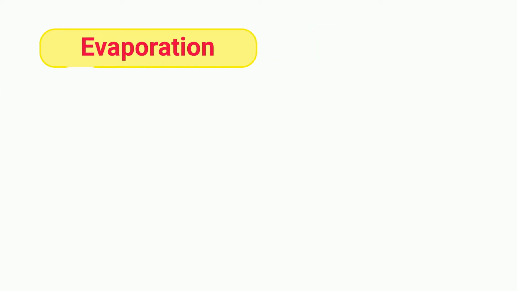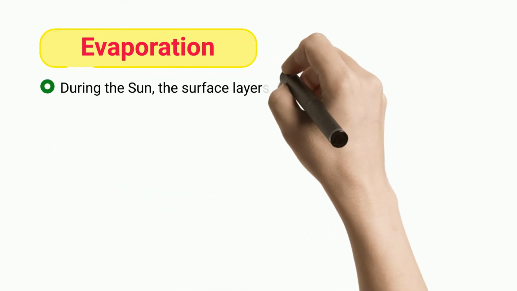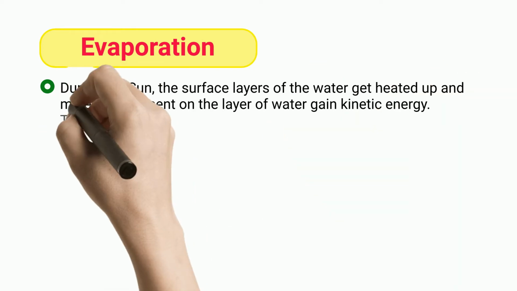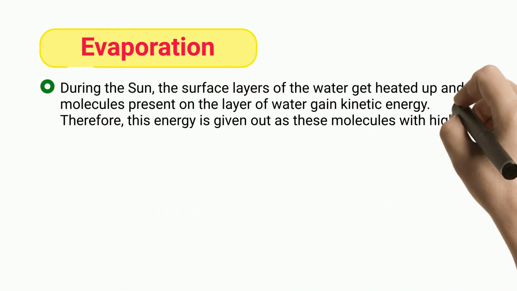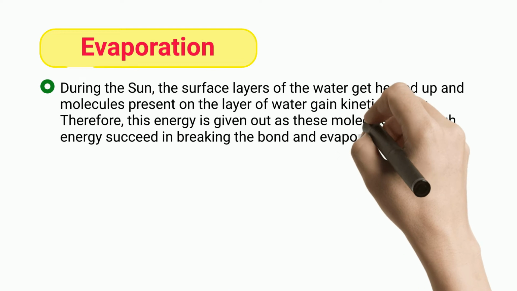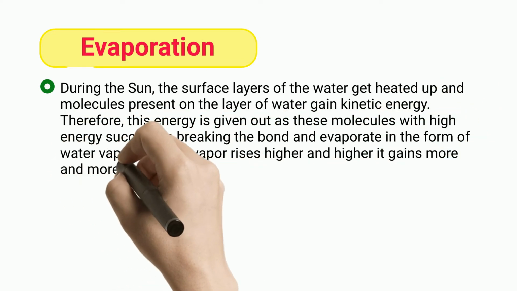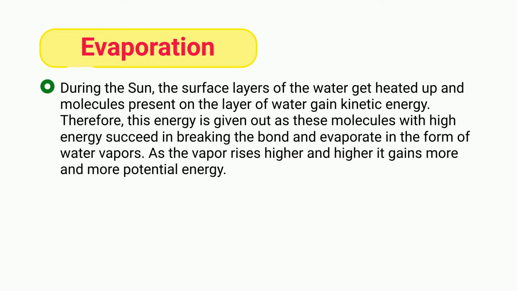Evaporation. During the sun, the surface layers of the water get heated up and molecules present on the layer of water gain kinetic energy. Therefore, this energy is given out as these molecules with high energy succeed in breaking the bond and evaporate in the form of water vapors. As the vapor rises higher and higher, it gains more and more potential energy.